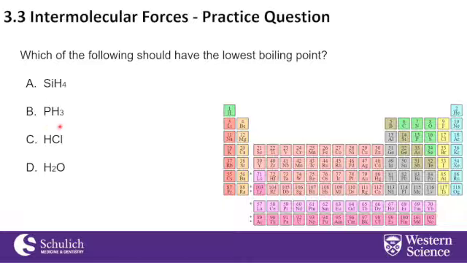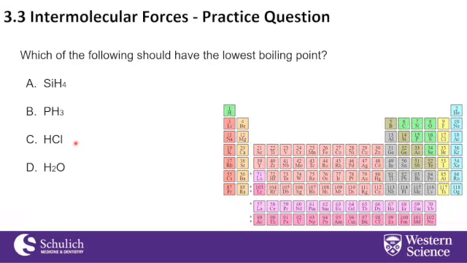For option B, we know that this is a polar molecule because phosphorus has 5 valence electrons, but only 3 hydrogen substituents, meaning there's going to be a lone pair of electrons, causing a dipole moment. This means that there are going to be dipole-dipole interactions present. There won't be hydrogen bonding because phosphorus is not electronegative enough.